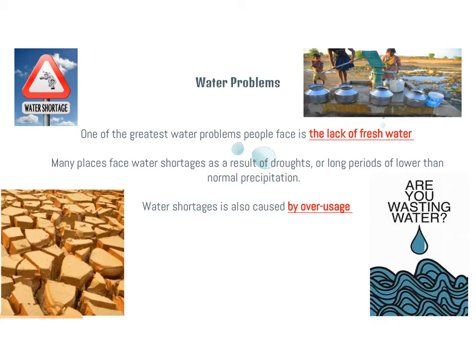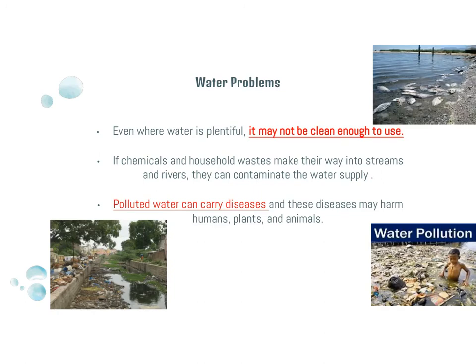Water shortage is also caused by overusing the water and wasting the water. Even when the water is available, it may not be healthy, or it may not be clean to be consumed or used. So water pollution is a serious problem, especially if the chemicals and the household wastes make their way into the streams and the rivers. So they can contaminate the major water supply resources.